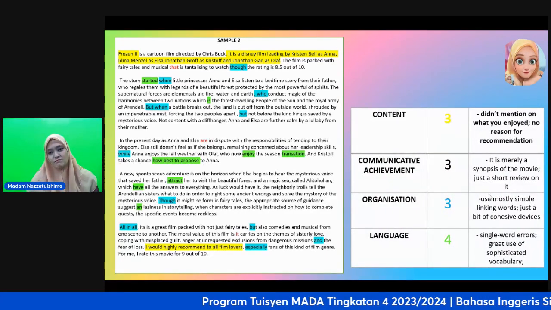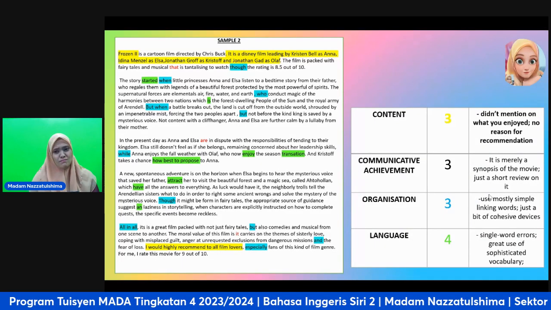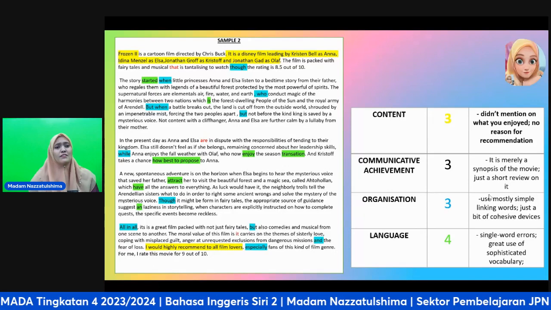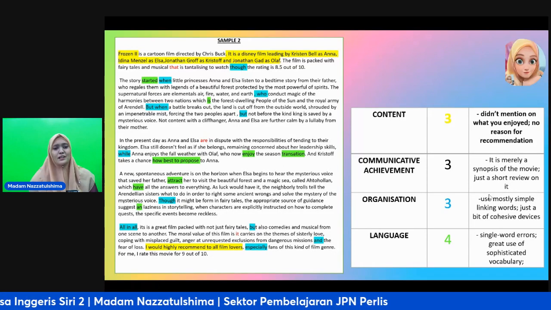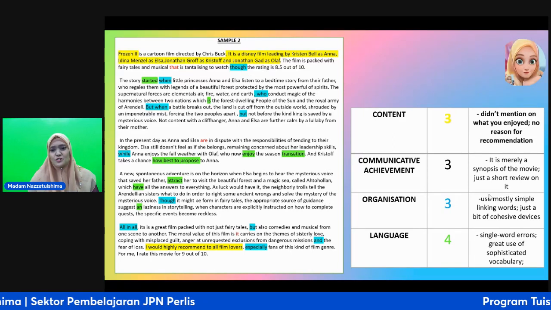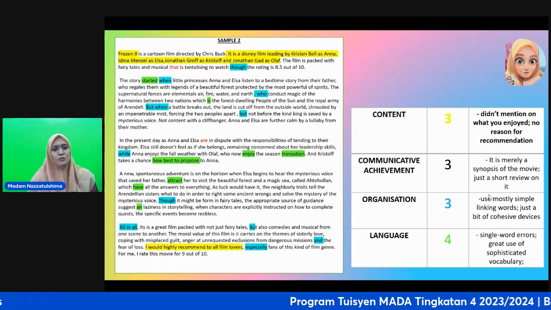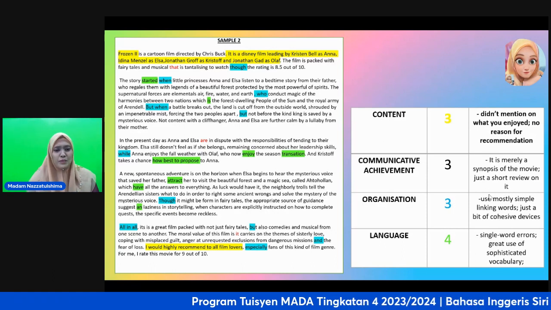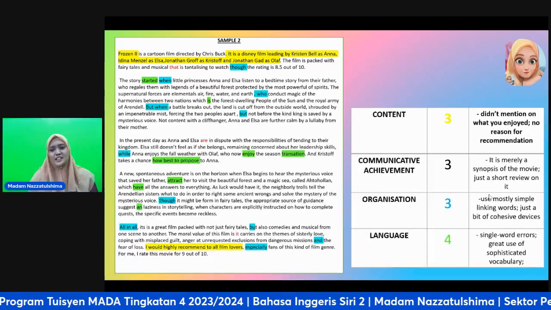So for this one, the content is only 3. You didn't mention what you enjoyed about the movie, and there is no reason for the recommendation. It's only 2 sentences over there: you would highly recommend it to all film lovers. That's all. So for organization, it mostly uses linking words, the blue ones, like but, when, who, and a bit of cohesive devices, though, all in all.